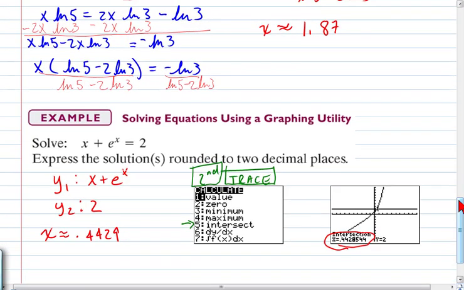And then if you're going to solve this using a calculator because you can't solve it any other way, you'll only get a decimal approximation for your answer, and you use second trace. Graph the left side, graph the right side, find the point of intersection. Now you may have to adjust your window to see that point of intersection, but it can be done.